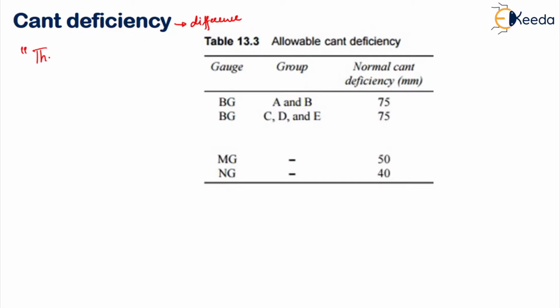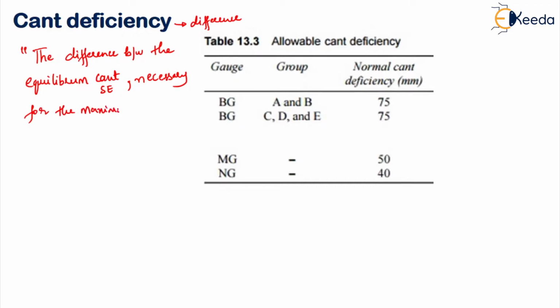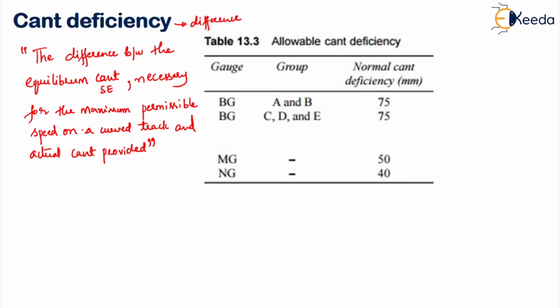So if you want to write the exact definition, the difference between the equilibrium cant or equilibrium super elevation, which is necessary for the maximum permissible speed on a curved track, and actual cant provided. This is known as your cant deficiency.